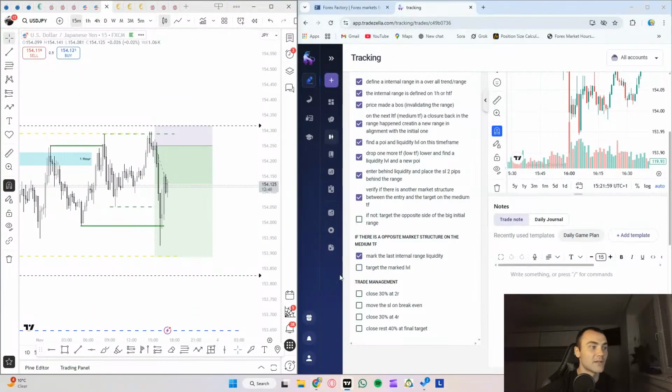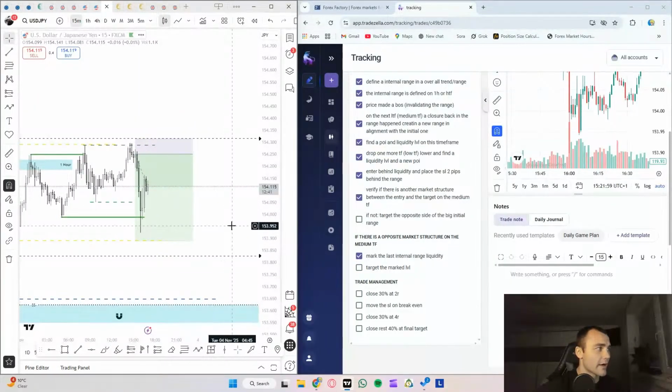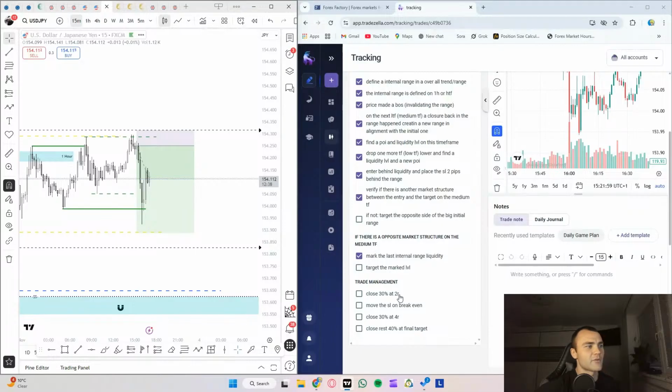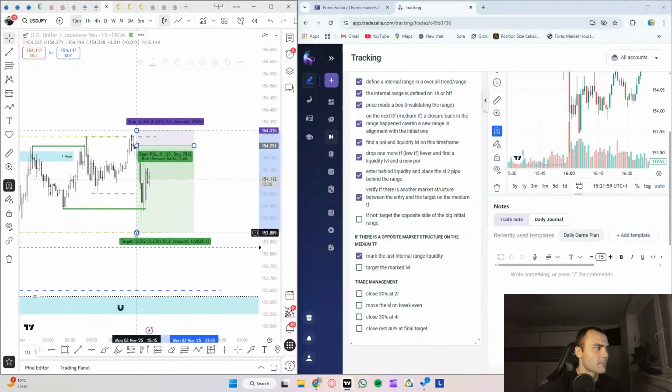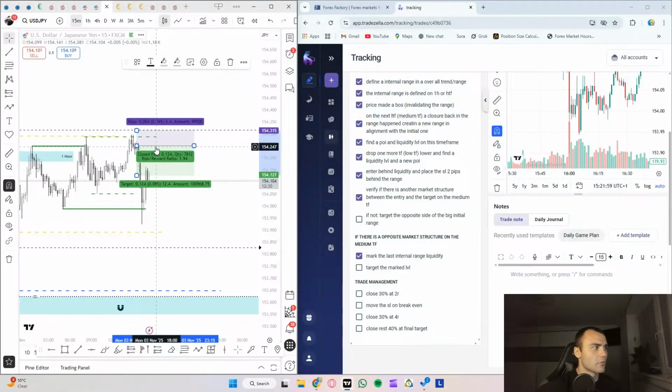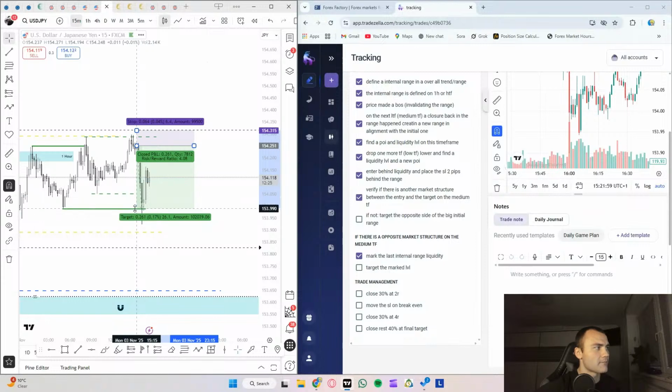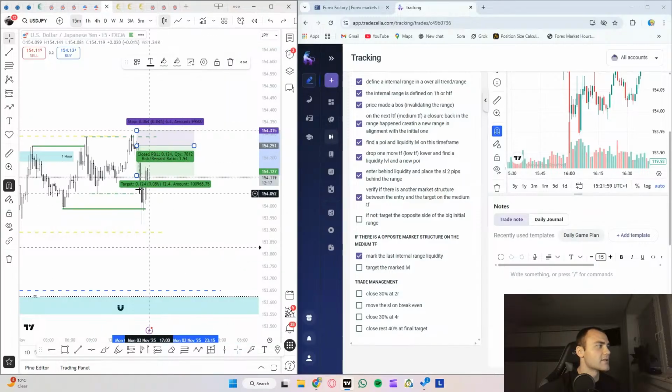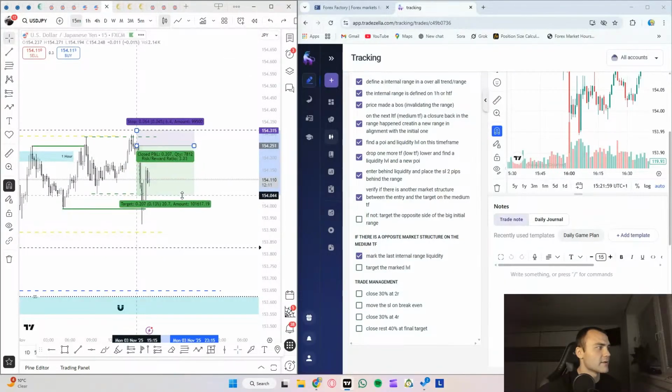Well, checked. Not checked, basically, because I didn't target this one. I have been more aggressive with this trade. And then close 30% at 2R, checked. Then move the stop loss to break even, checked. Then close another 30% at 4R, checked. And then close the rest at the final target. Well, at this moment, I should have closed 30% here and the rest of the trade at this level, right?